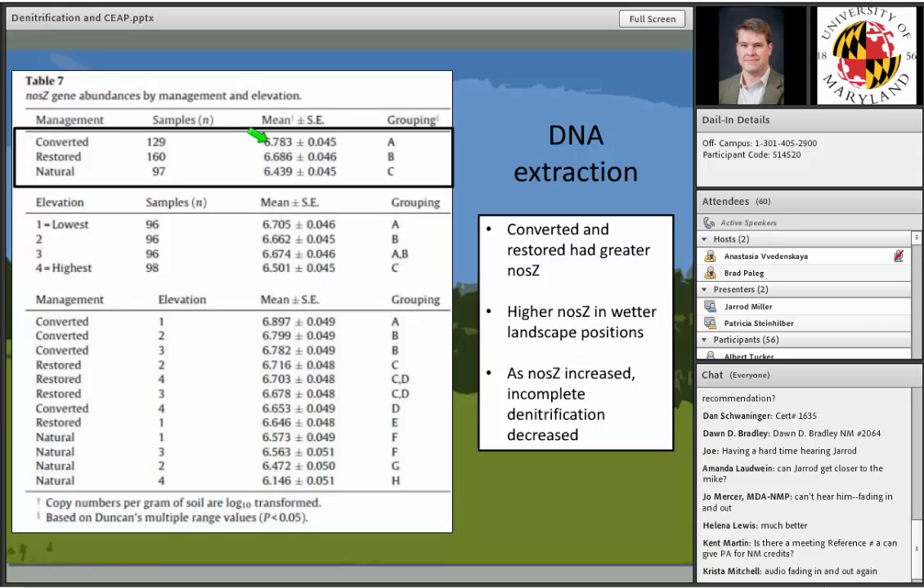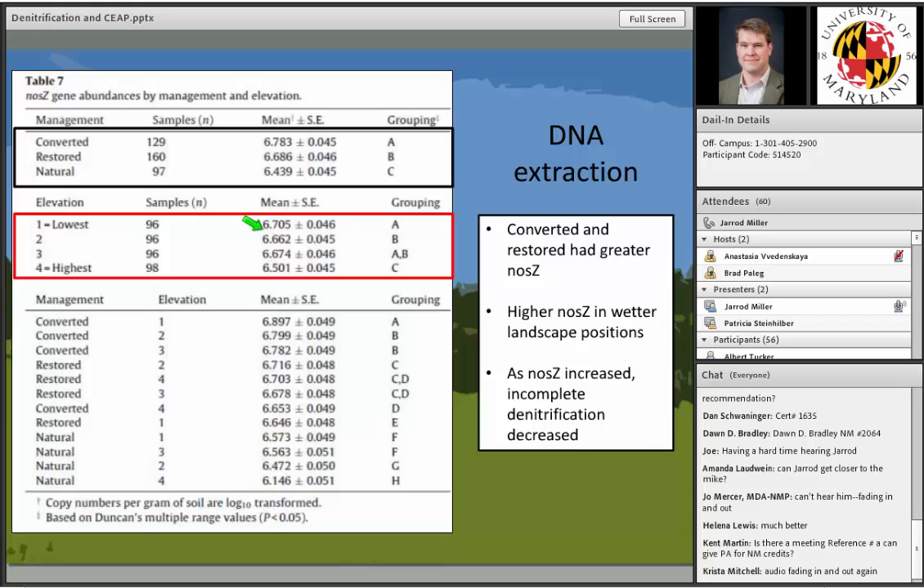When you look at moisture gradients, which averages all these together, your wettest spot has the highest count, while your driest spot, what they're calling the highest, has your lowest count. So it follows the moisture gradient pretty well. When you go from wet to dry, you lose your denitrifiers. So higher nitrate, higher moisture, it makes sense. It follows what's already known about denitrification.